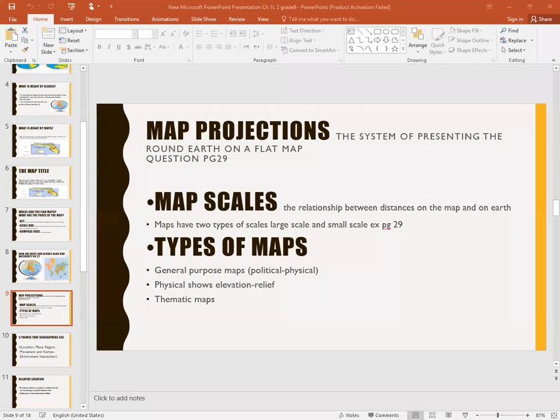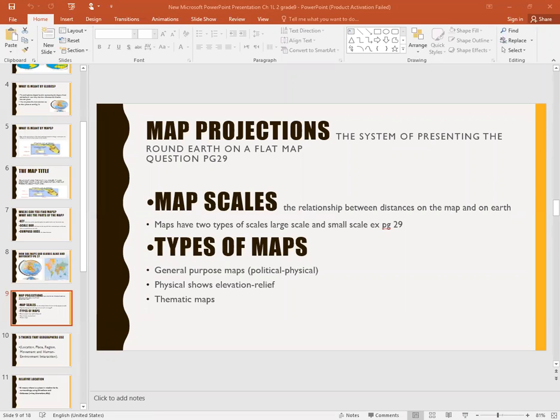Types of maps. We have two different types of maps. We have the general purpose maps, which consist of political and physical maps, and we have the thematic maps. Let's first talk about the general purpose maps.